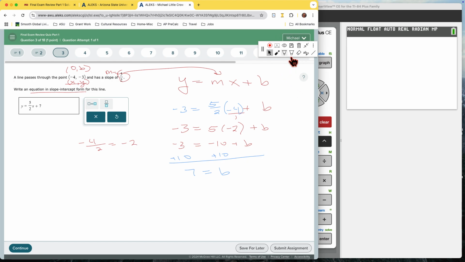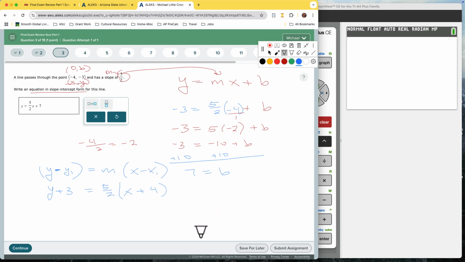Now, if you were taught, there's nothing wrong with this. If you were taught and remember the point-slope form, there is one that you could use: y minus y1 equals the slope times x minus x1. If you do that, you will get, so -3, this becomes +3. You'll get 5/2. Now be careful here. You still need this parentheses x minus -4, so that's going to be a +4.